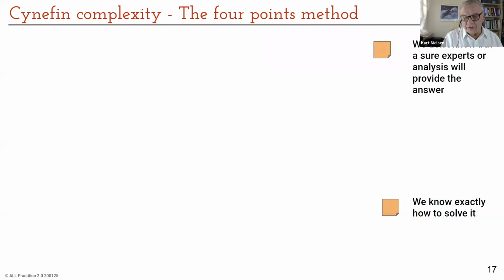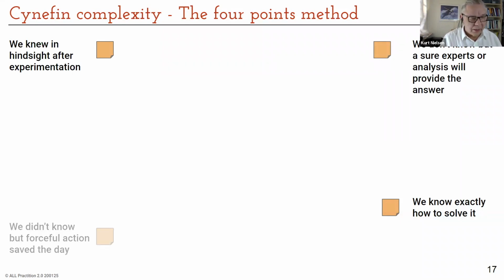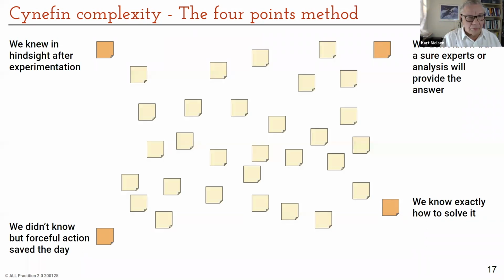These are the exemplars, the archetypes. And here's one where we can experiment, and we knew in hindsight how things worked after experimentation. And we didn't know, but because we did something very forceful, that saved the day. And then you're plotting, just putting up all your story or your work or your backlog items and positioning in relation to those four corners, and think, well, this one is actually closer to that one, and this should fit in here.